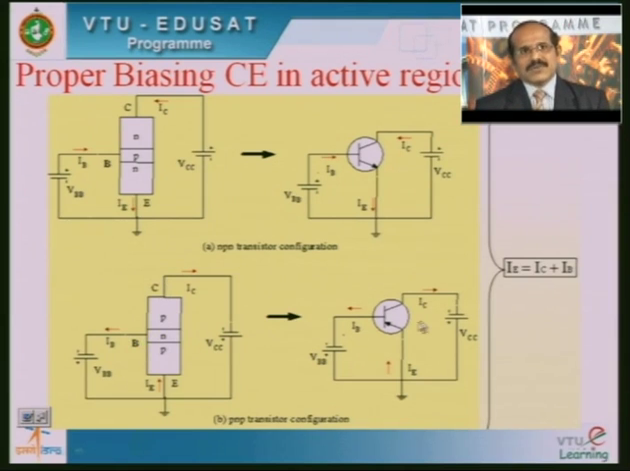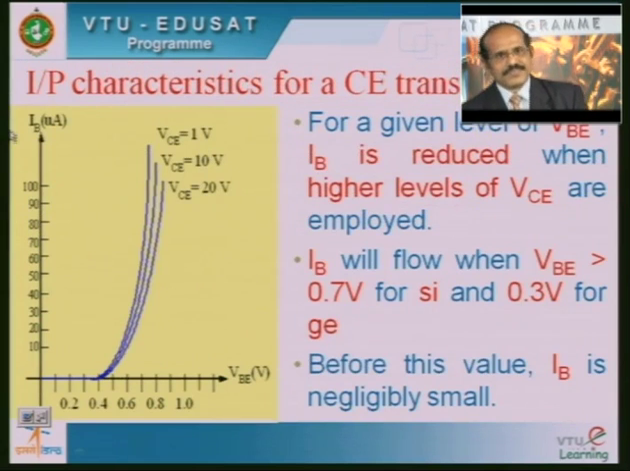From this we write, if you apply the KCL, we can note that the emitter current will be a summation of the collector current and the base current, because the emitter current is the outgoing current, in this case of the PNP, and IB and IC, that is base current and collector current, are the incoming currents. Therefore, IE is nothing but IC plus IB here.